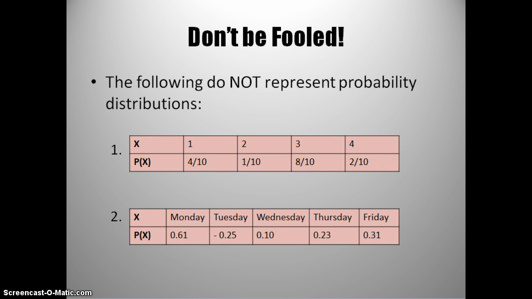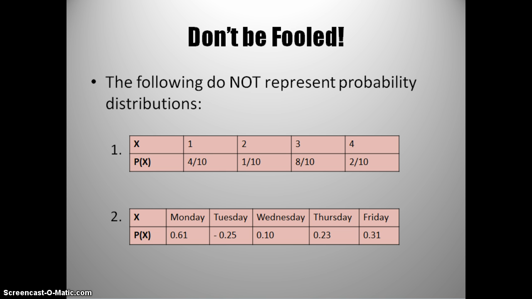Now, you shouldn't be fooled. Just because something looks like a table of probabilities does not mean it's a probability distribution. Of course, what you're going to check is that your probabilities satisfy the definitions. So the sum of your probabilities should be equal to 1, and none of your probabilities should be negative or larger than 1. And that goes for if your probabilities are represented as fractions or as decimals or as percents.